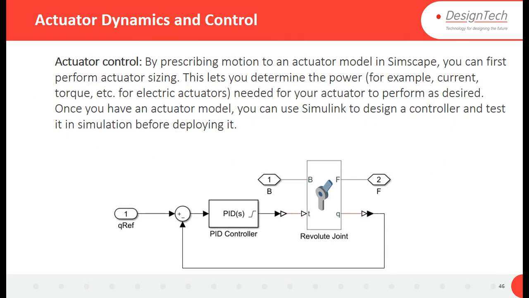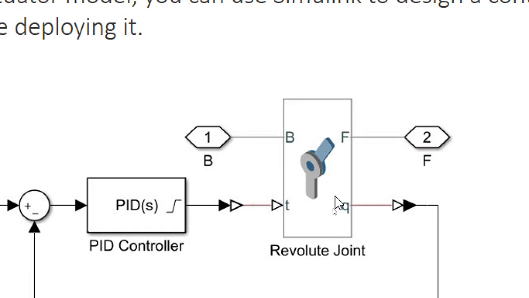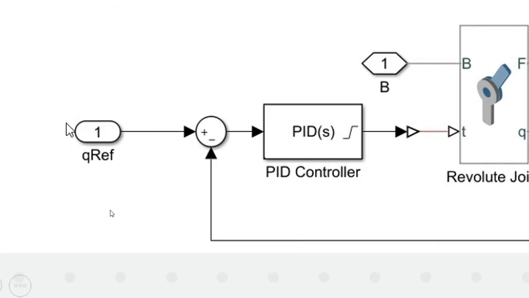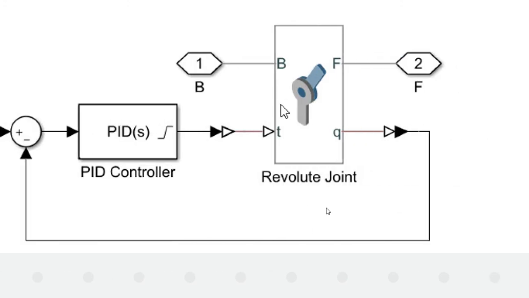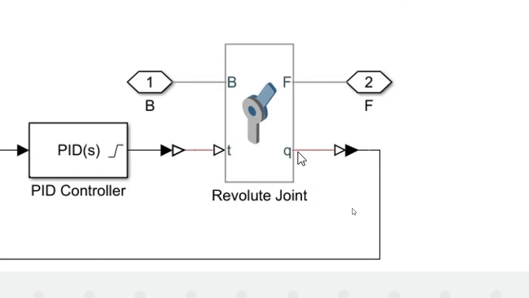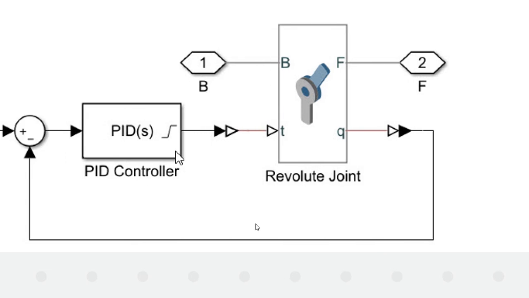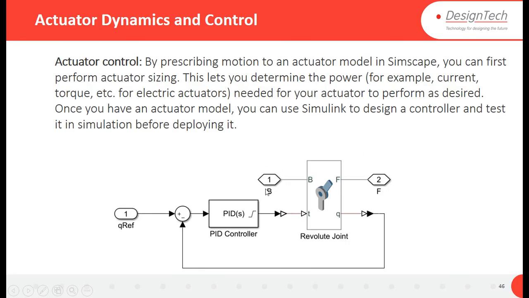now about actuator dynamics and control. We already know, let's say I have a revolute joint and I want some desired output from here. We can simply use a PID controller here. We can add it and give some reference there, meaning that based on the reference, this revolute joint will give me an output. So I can use controllers to control this actuator dynamics.